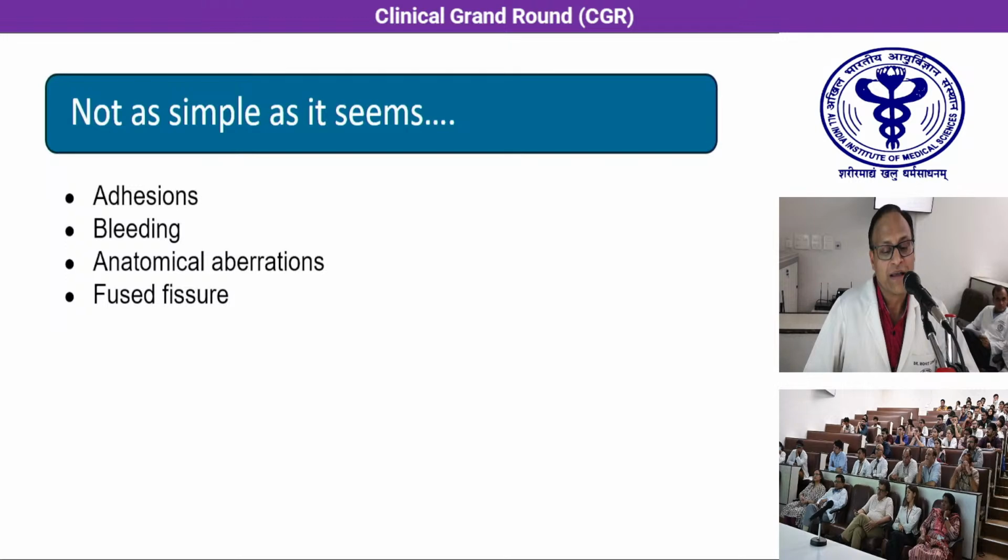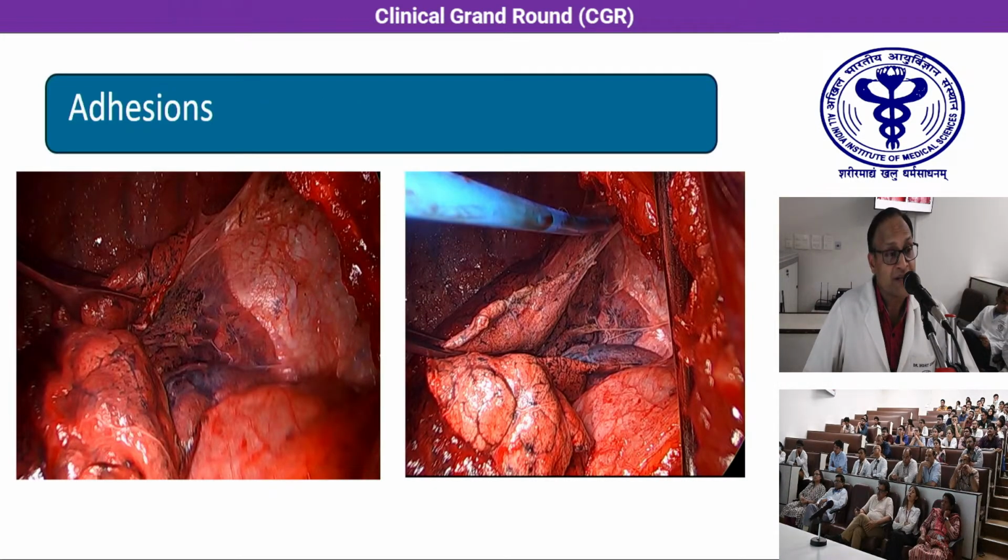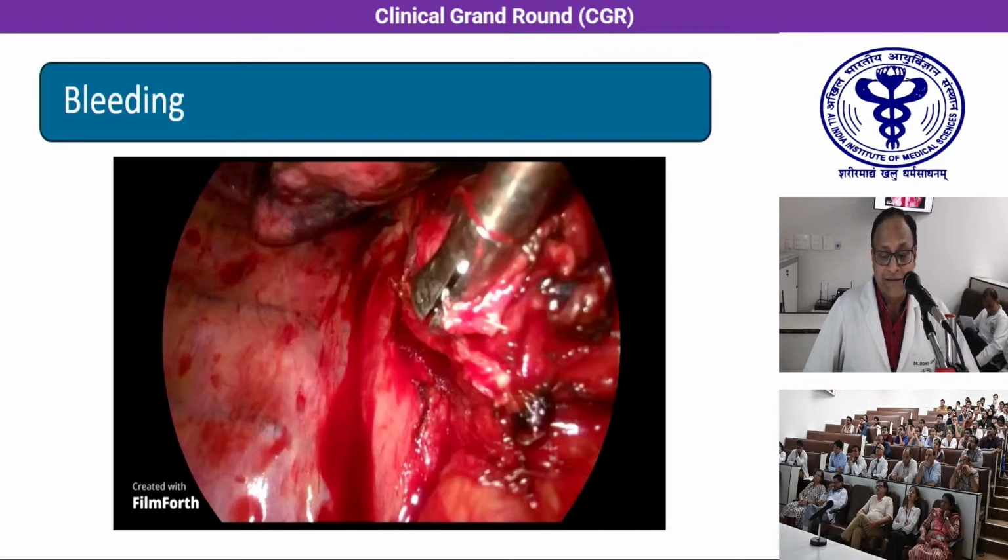It's very, very possible. I'll just show you some images. So this is how lesions look like. At times you cannot differentiate between the lobes. Or else, you may have bleeding.